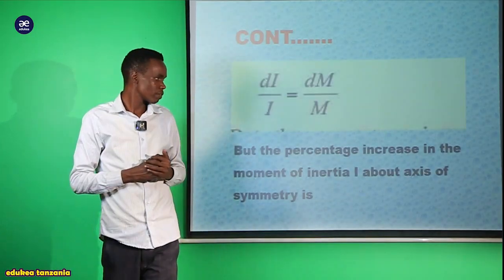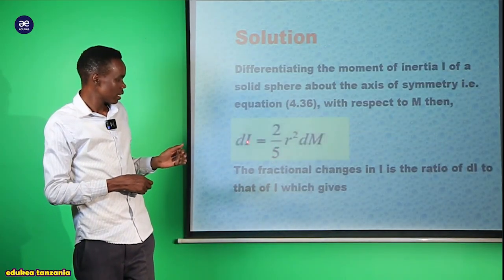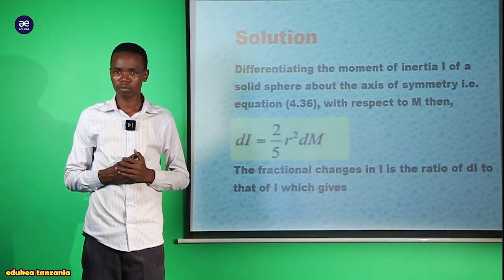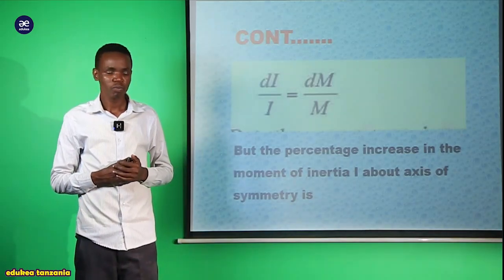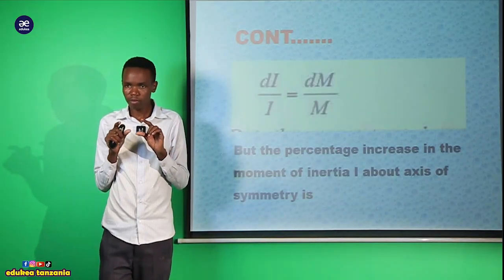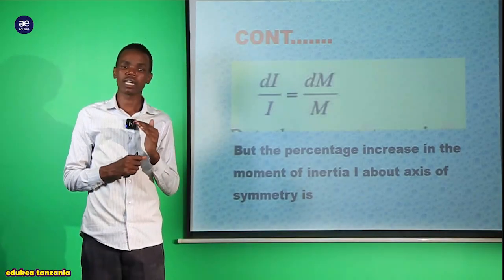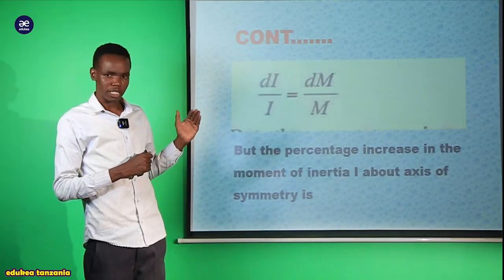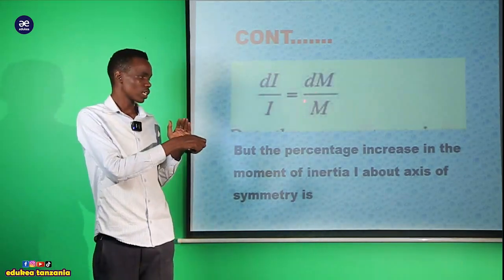Now, my lovely student, as I told you, after differentiating this one with respect to m, we have obtained the fraction of the moment of inertia, which is equal to dI divided by I, and also the fraction of the mass must equal dm divided by m. This is what we tried to obtain here.